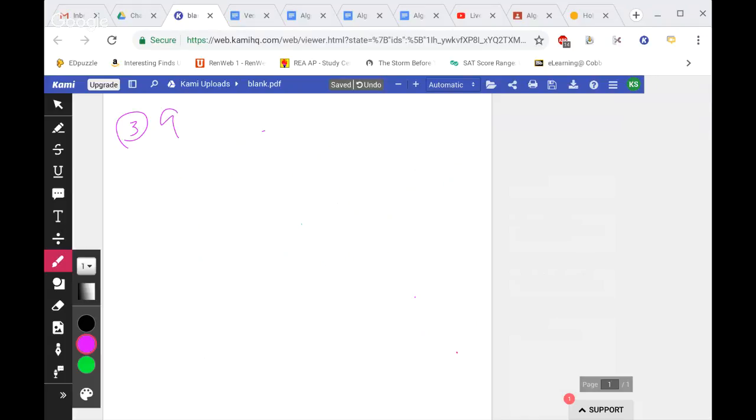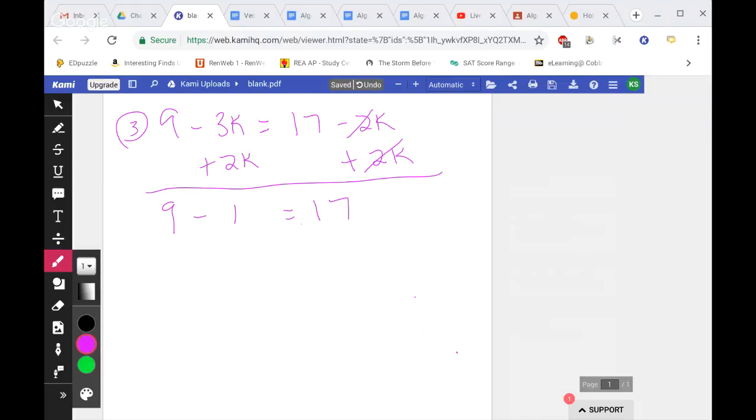9 minus 3K equals 17 minus 2K. So I'm going to add 2K to both sides. Yay, did that right. Because you undo subtraction by addition. So would it be 9 minus K? 17 on that side. And that's going to be 9 minus K equals 17.